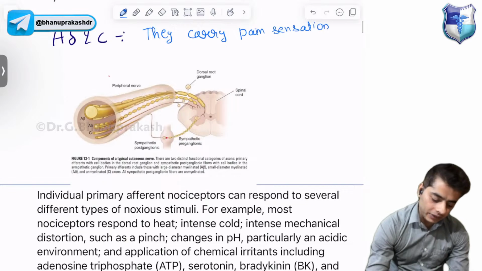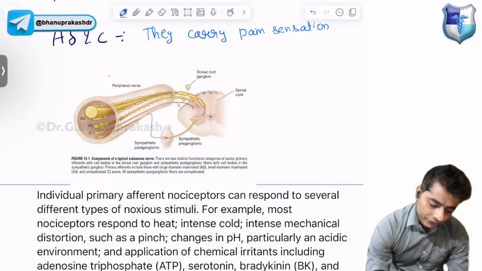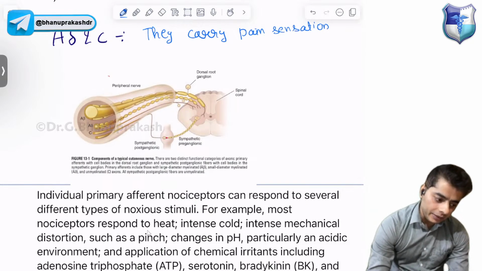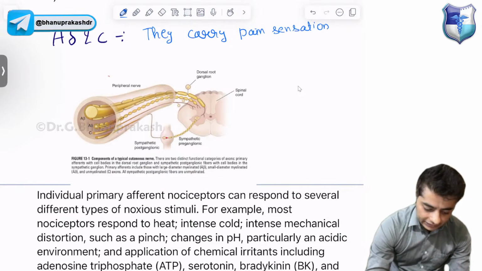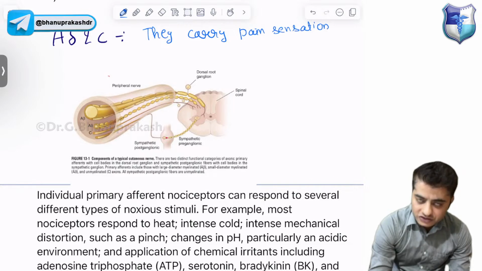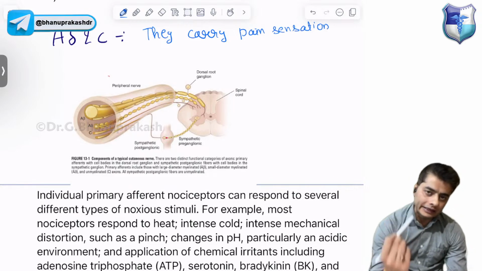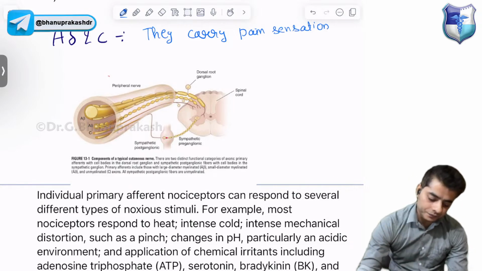Now you can see this diagram from Harrison. Here there is a peripheral nerve. In this, there are fibers which are A beta, A delta, and C. Now these A delta and C fibers, you are seeing that they are carrying pain with them, and they are going to the dorsal root and spinal cord. So A delta and C fibers carry pain.